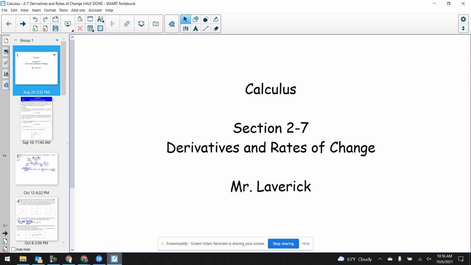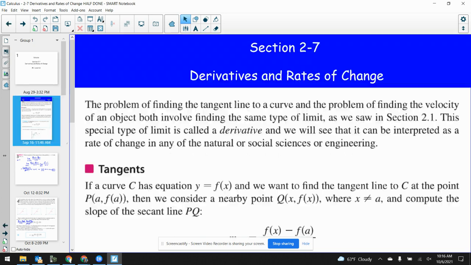Okay. So let's just get right to it then. This is section 2.7, derivatives and rates of change. Now, just to clarify, this is not a ramble. This is a review.